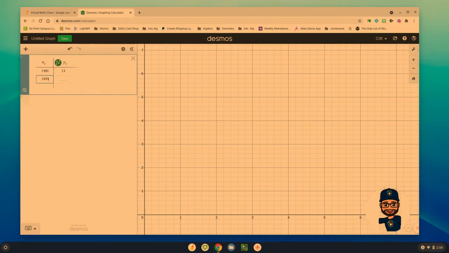Then in 1985, they had 20 students. And then I'm just going to keep plugging that information into my table. That would be 1990, 1995, they had 28. And then again in 2000, they had 37. Now you'll notice my window starts at 0 and it goes up to around 6, 7 over here and up to 7.